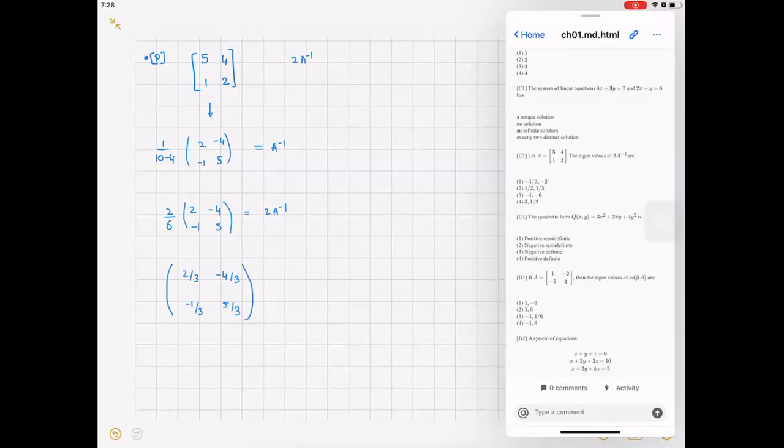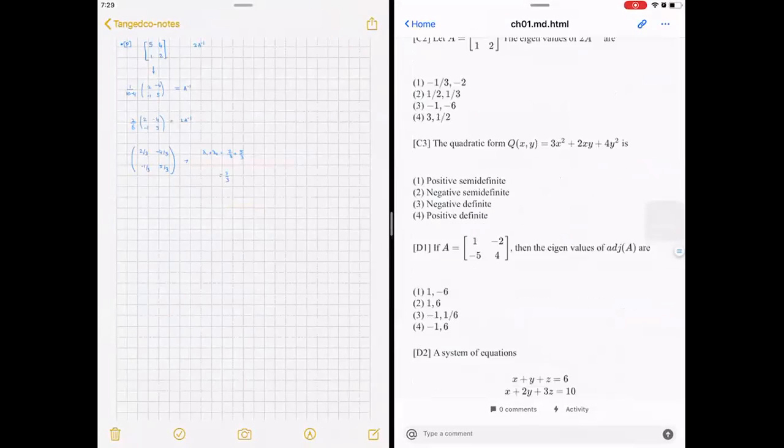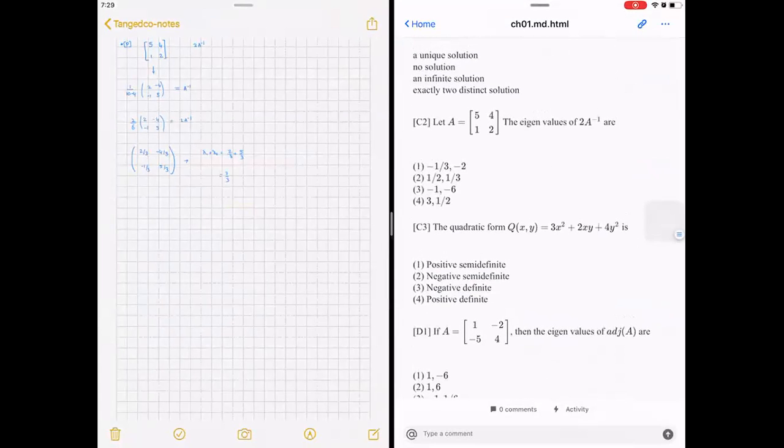So in the problem, they have asked for the eigenvalues, so you have to solve for the eigenvalues. Let's use the properties: the sum of the eigenvalues is nothing but 2 by 3 plus 5 by 3, I get 7 by 3. So let's see which choice gives 7 by 3.